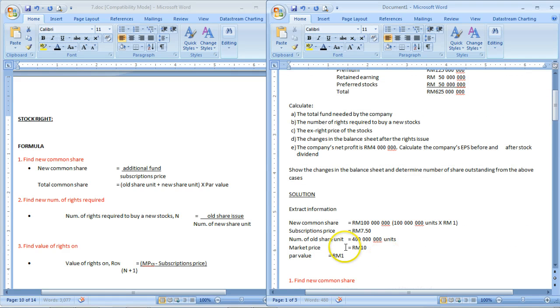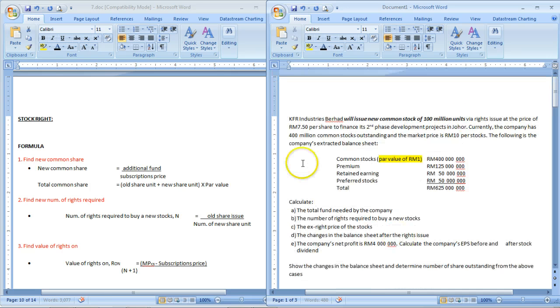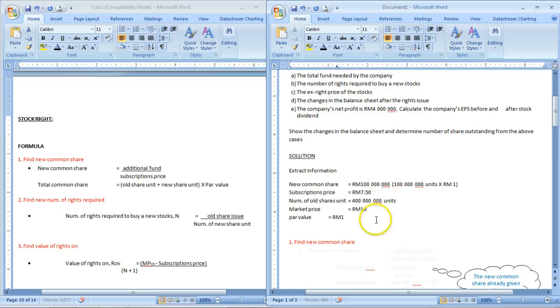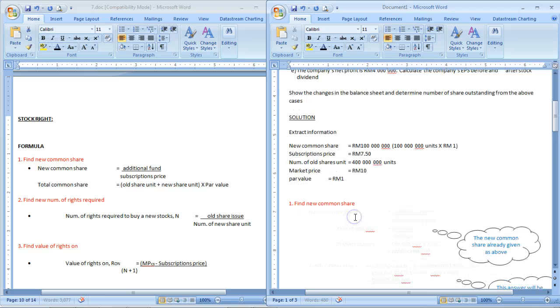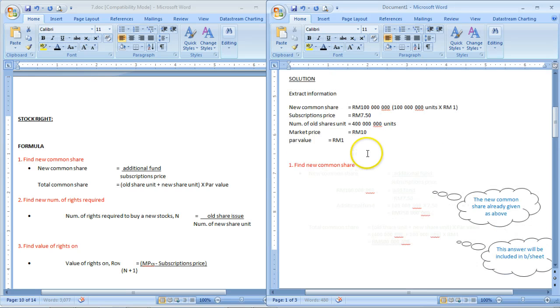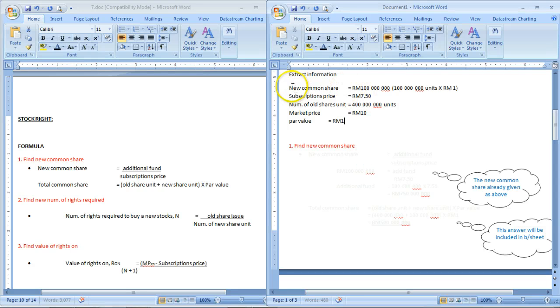And then your number of old shares, in units, is 400 million units. Why? You can see the company currently has 400 million shares outstanding. Correct? The market price is RM10 and your par value is RM1. Now you need to find your new common share. No need, because you have found the answer here.